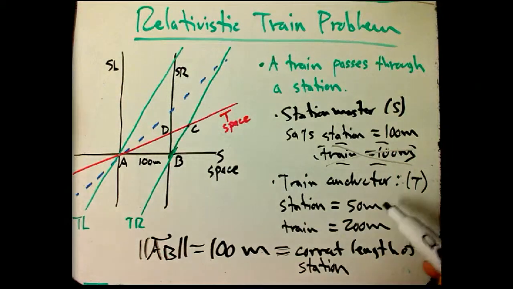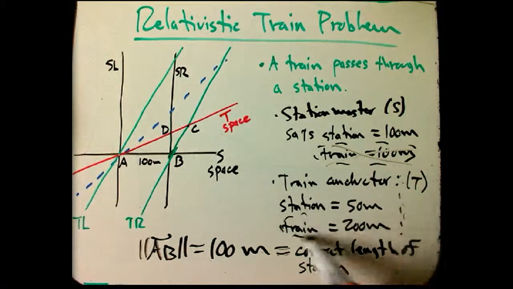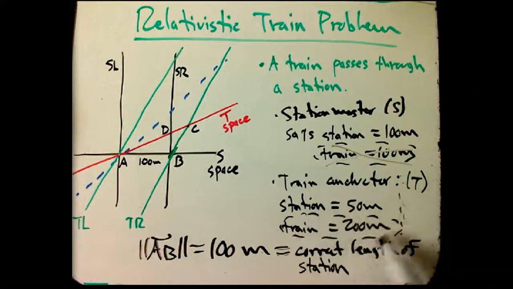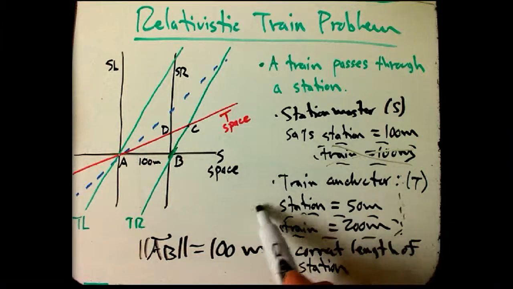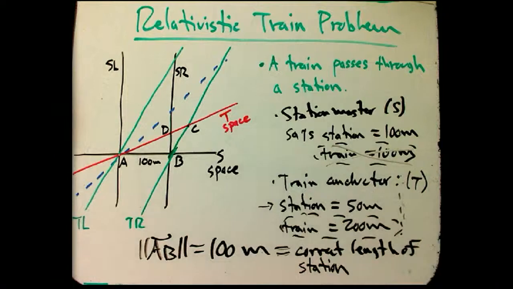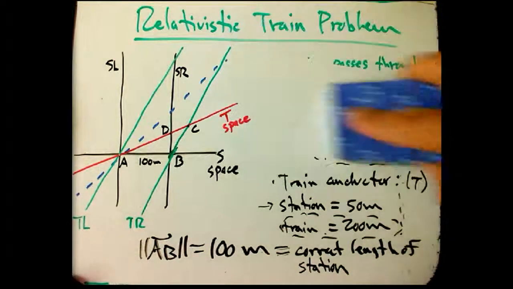Okay, now what about the train conductor? Is he correct? Well, one of these is correct. You can probably guess which one it is. I'm going to show to you that with the right choice of the velocity of the train, this really could be a correct measurement of the train. And then this is exactly an incorrect measurement of the station. So let's actually do that.